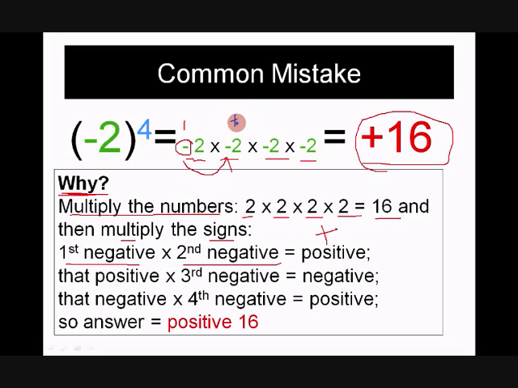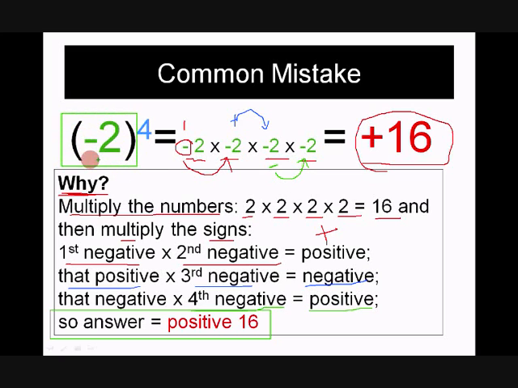But this positive with a negative, what would happen? That positive with the third negative gives a negative sign. So we get a negative sign here, right? This negative when multiplied with the fourth negative becomes positive. So the answer is a positive 16. So we incorrectly get the positive 16. So this is wrong. We should not put a parenthesis like this. Okay.